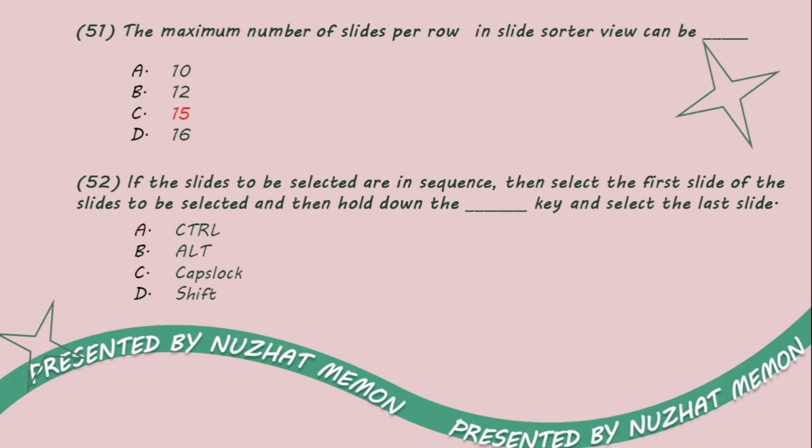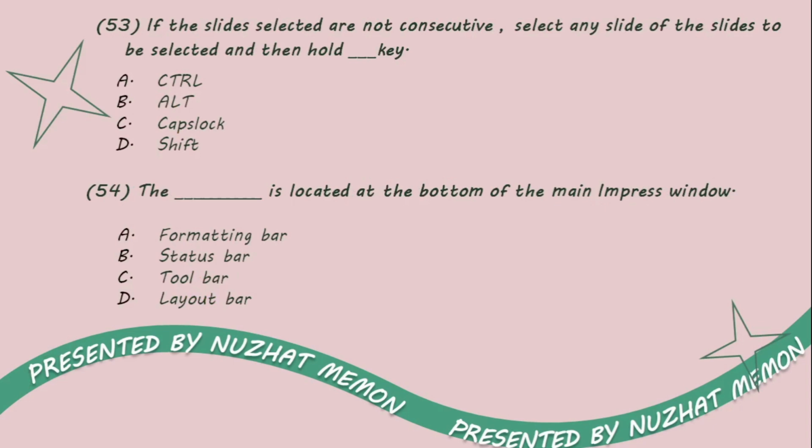Next, 52. If the slides to be selected are in sequence, then select the first slide of the slides to be selected and then hold down the dash key and select the last slide. So yes, if you want to select your slides in sequence, then you have to select the first slide and then click the shift key and then select till the last slide. Next thing is 53. If the slides selected are not consecutive, that is, they are not in sequence, they are not continuous, select any slide of the slides to be selected and then hold the control key. So the correct option is control. So you have to remember this. If you want to select in sequence, you can go for shift key, or if you want to select non-consecutive slides, you can go for control key.